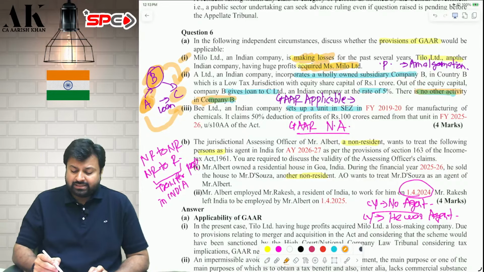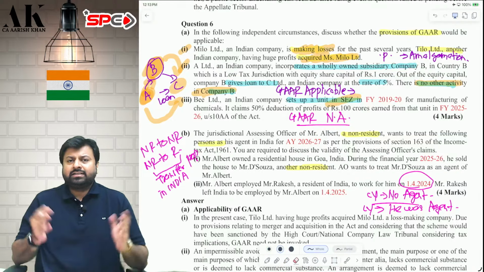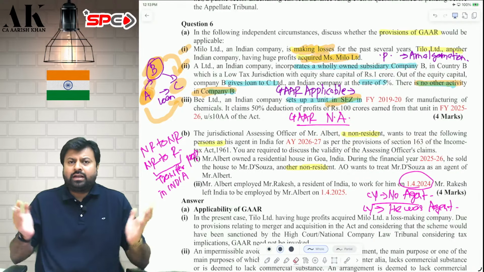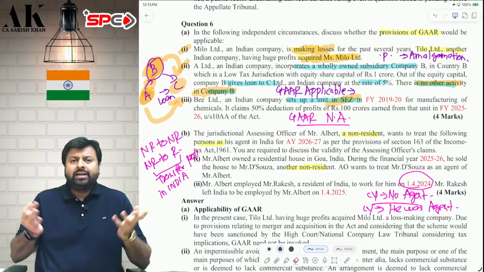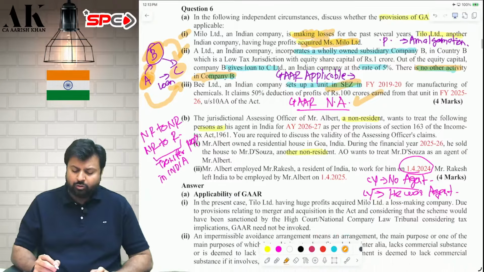And last but not least, there is an entity which is making one unit in SEZ. There is nothing wrong in making a unit in SEZ. You can claim deductions by making a unit in SEZ. It is clearly a tax planning case. Therefore, GAR will not apply in this case. Okay. I hope it is clear to all of you.